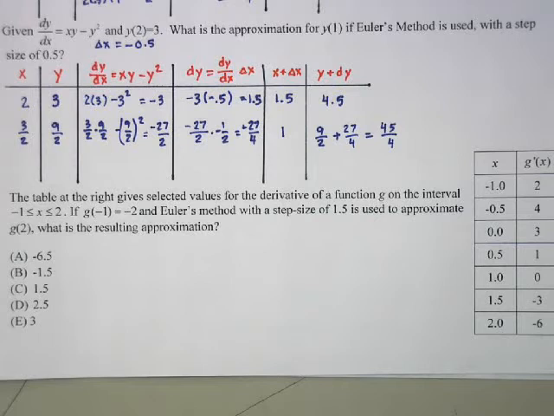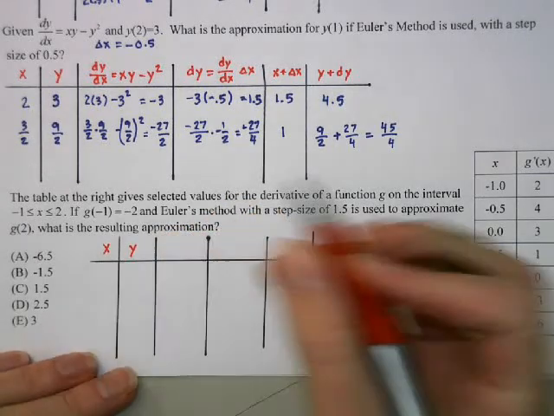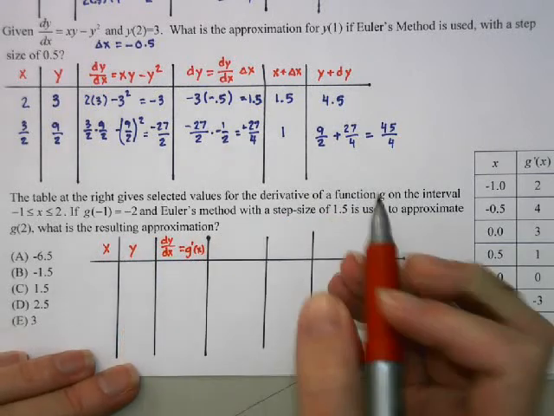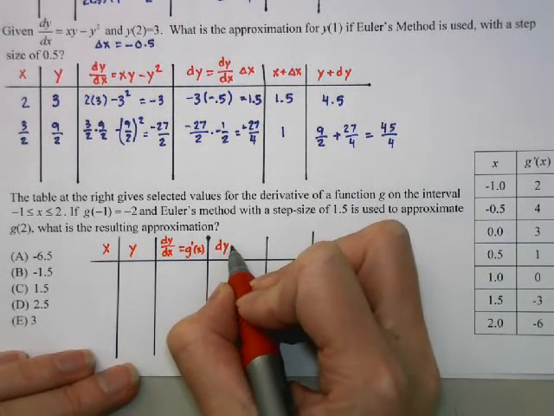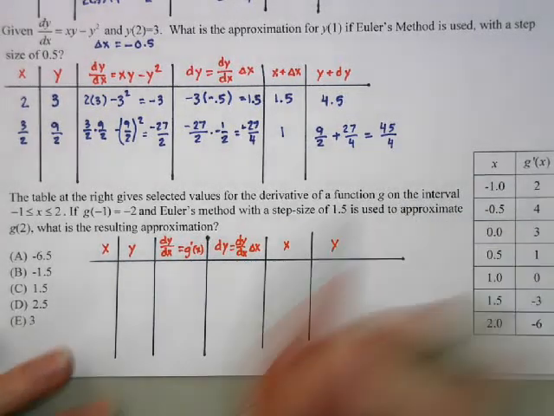Okay, our last problem here, we are not given an equation, but we're still going to use Euler's method using a chart. So the table at the right gives selected values for the derivative of a function g on the interval from -1 to 2. If g of -1 is -2, and Euler's method with a step size of 1.5 is used to approximate g of 2, what is the resulting approximation? Alright, so we're going to have x and y. My dy dx is going to be g prime of x in this case. Then we'll do our dy, and we'll get our new x and our new y.